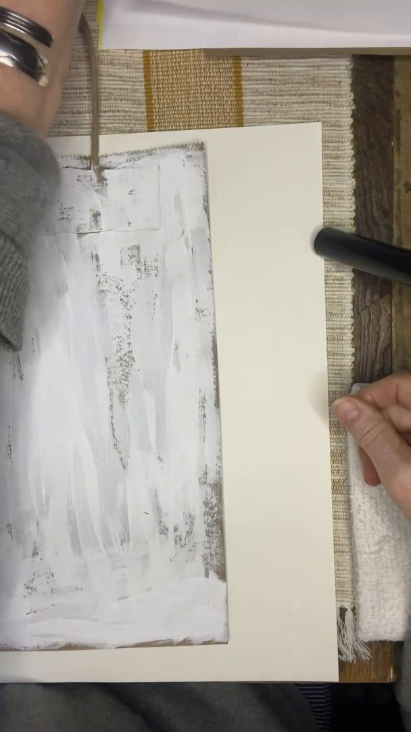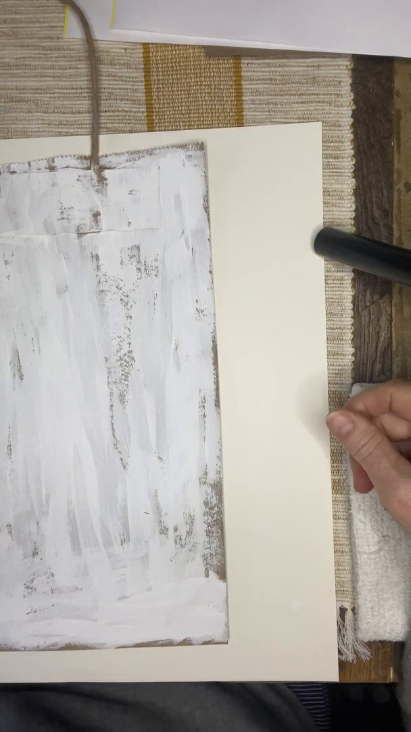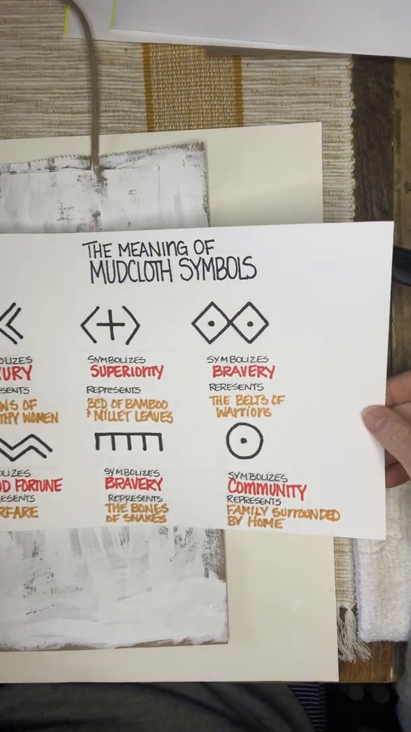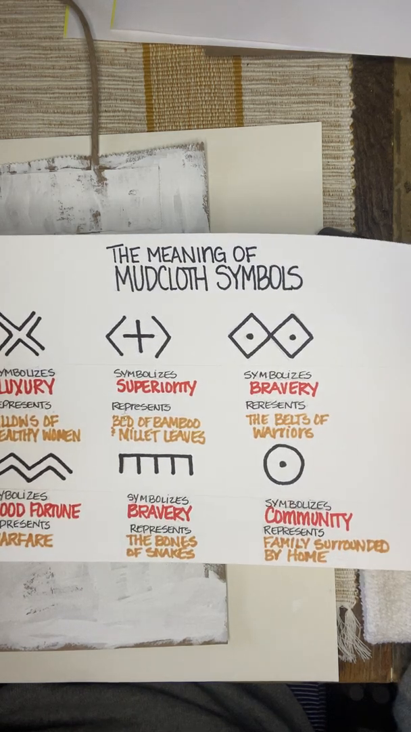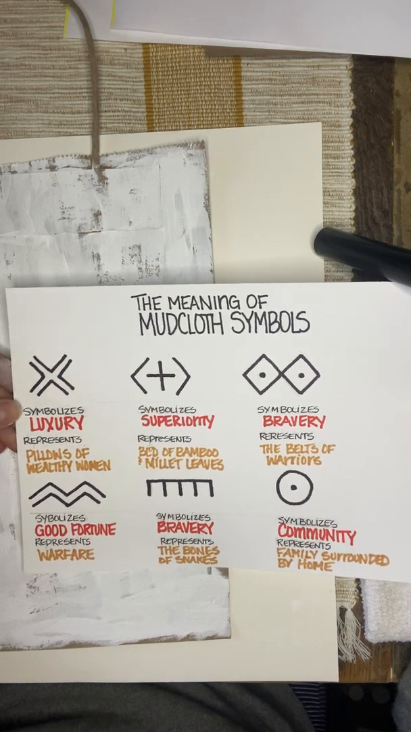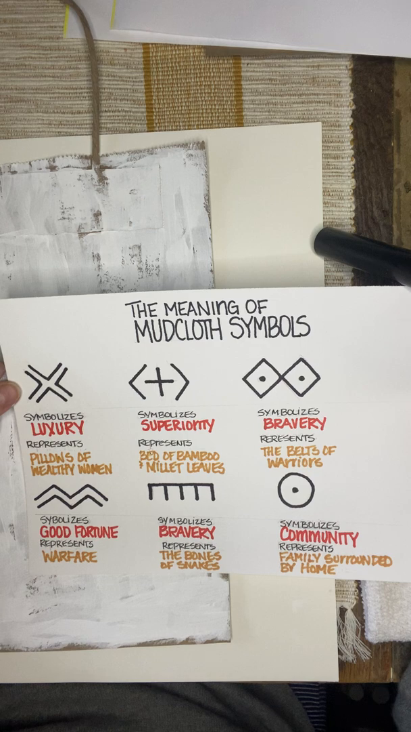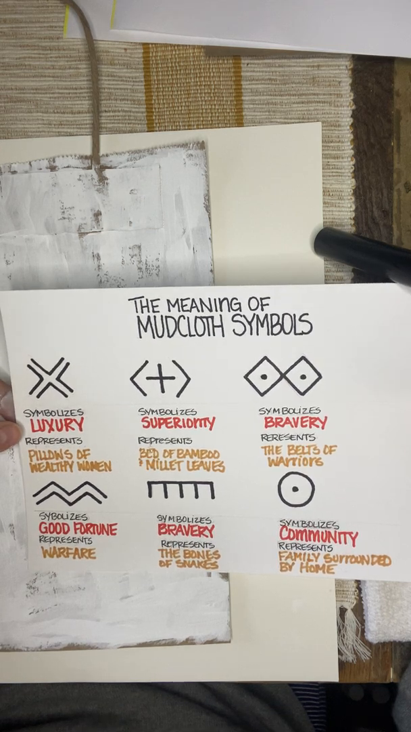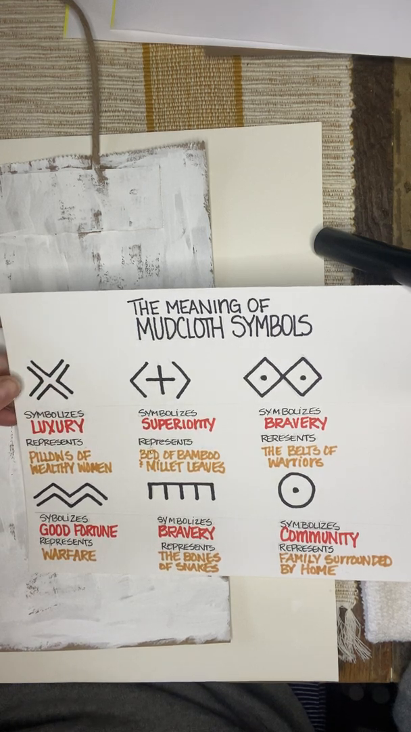Now, I've been able to find just some of the meanings of the symbols of the mudcloth. Now, these are just a few. It's not every symbol that I've been able to come across, but it kind of gives you an idea. This one, which you just saw in one of the examples I was showing you, symbolizes luxury, and it represents pillows of wealthy women. So it's a very simple design.